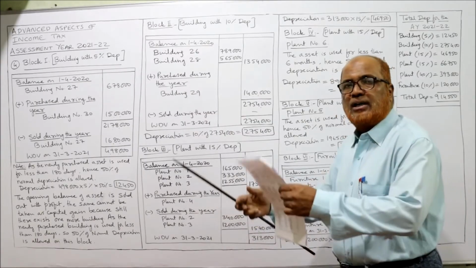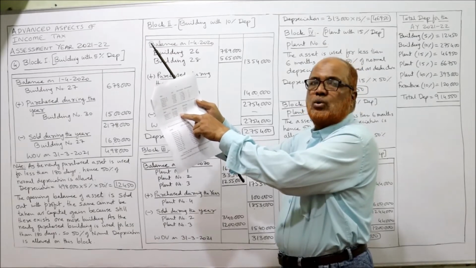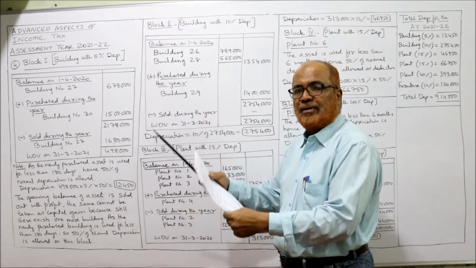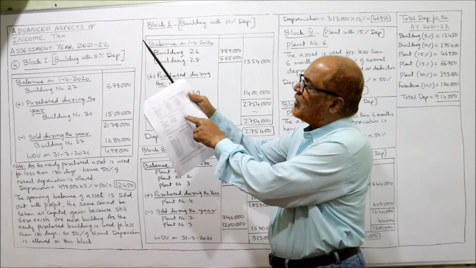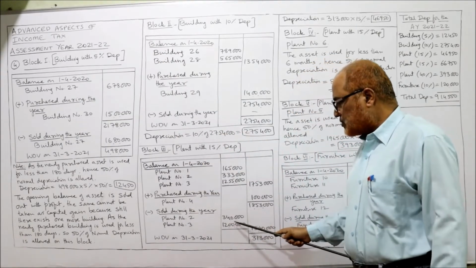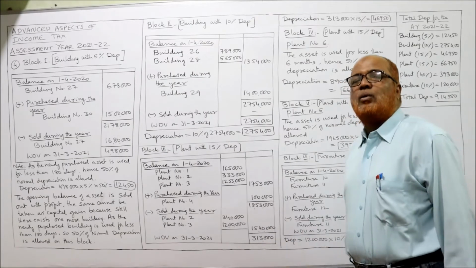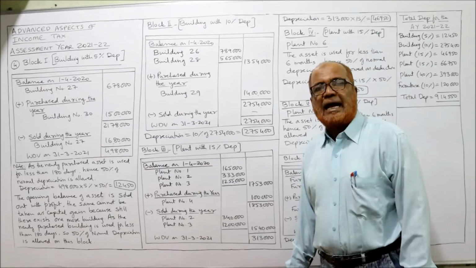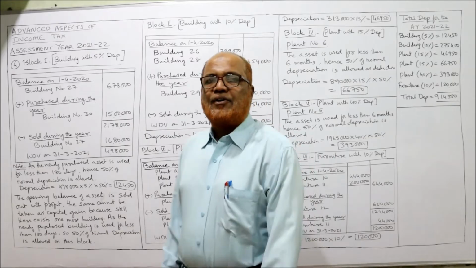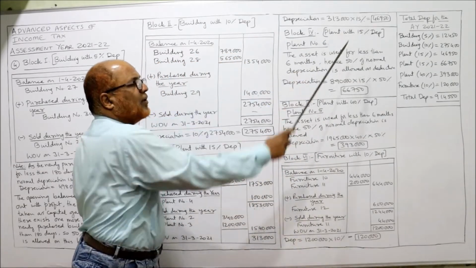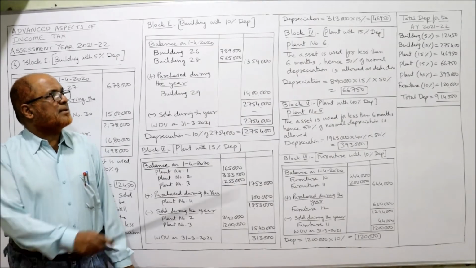Is any of these plants sold during the year? See the sale list. Plant number 2 is sold, plant number 3 is sold. So these 2 plants are sold away, at the prices of 3,40,000 and 12 lakh. Total 15,40,000. Deduct, and 3,13,000 is the WDV at the end of the year. Now depreciation is calculated, 15% of 3,13,000, which is 46,950. That is the depreciation.